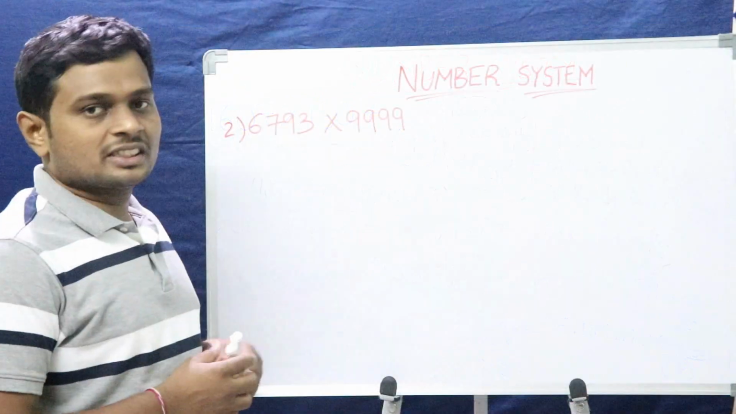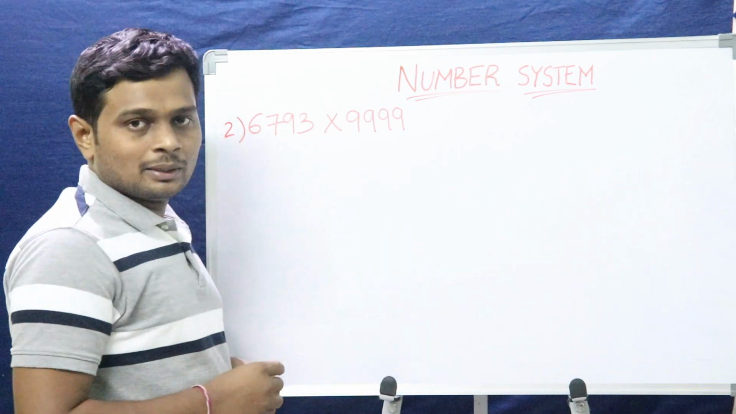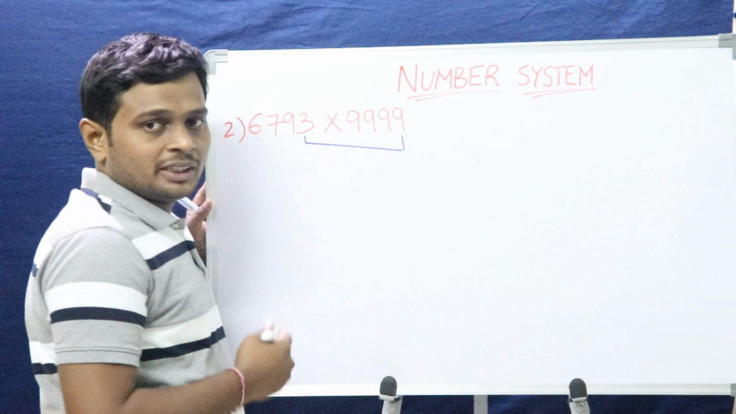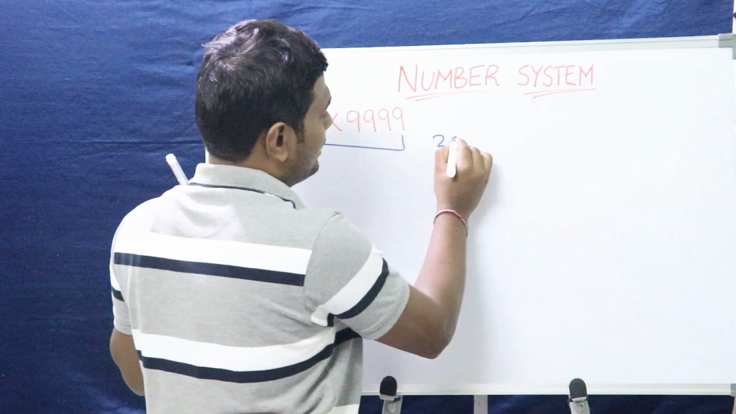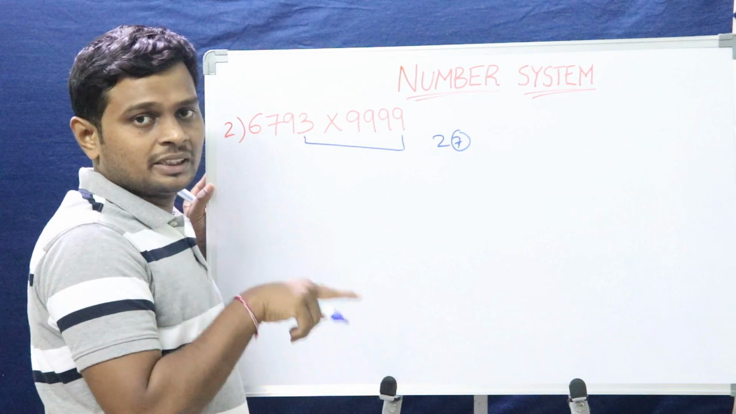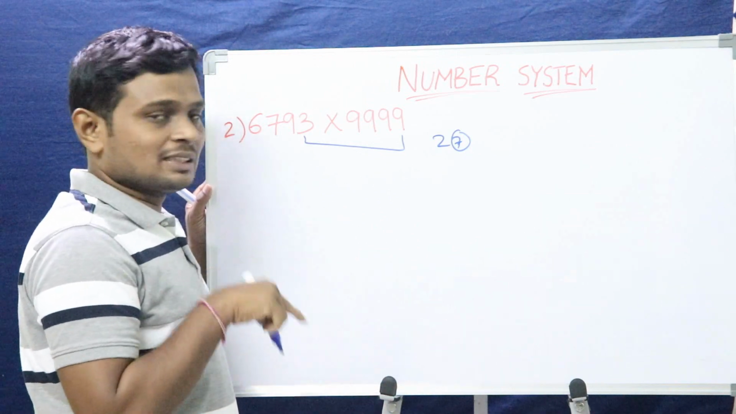Let me take one more example. We were asked to solve 6793 into 9999. What is the first step we need to do? We need to find out the unit digit. 3 nines are 27. That means the unit digit is 7. If we have only one option with the unit digit 7, that is the answer. If we have multiple options, what is the second step?